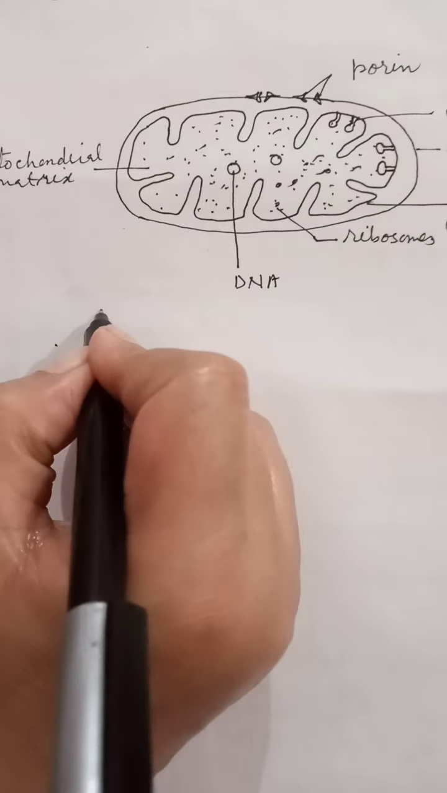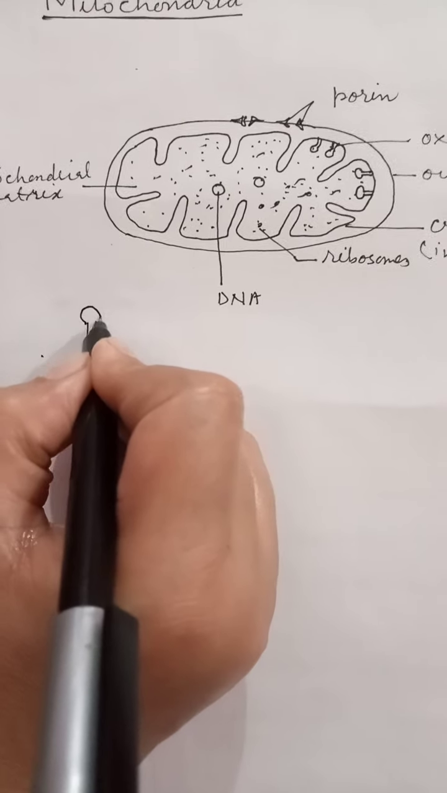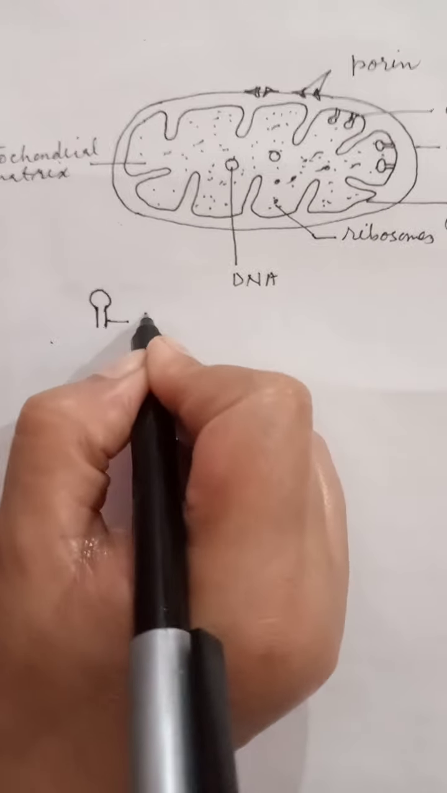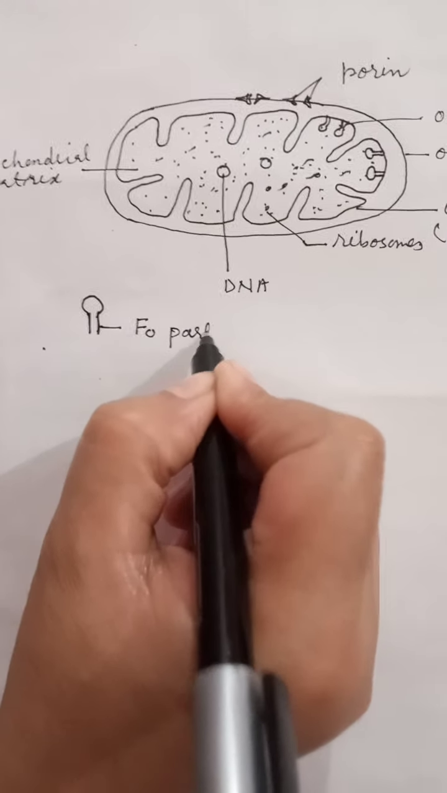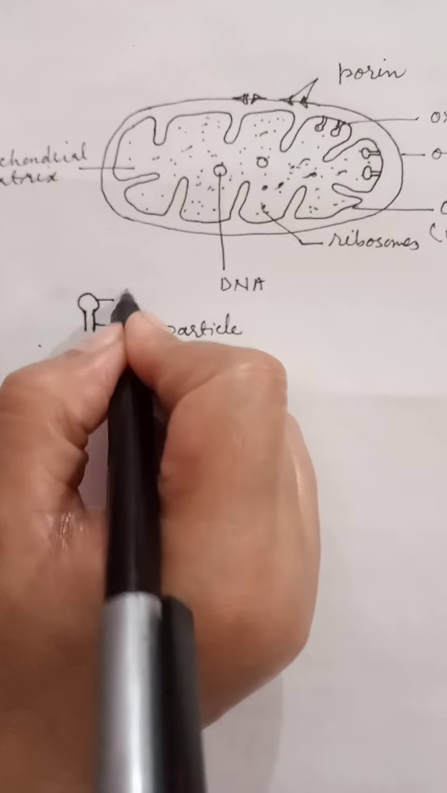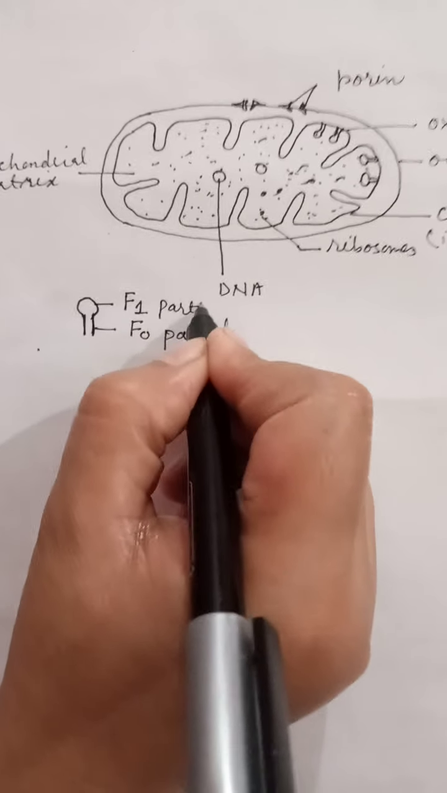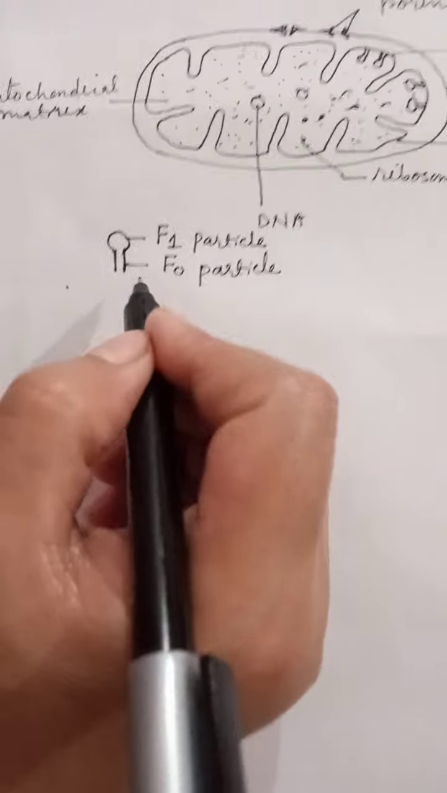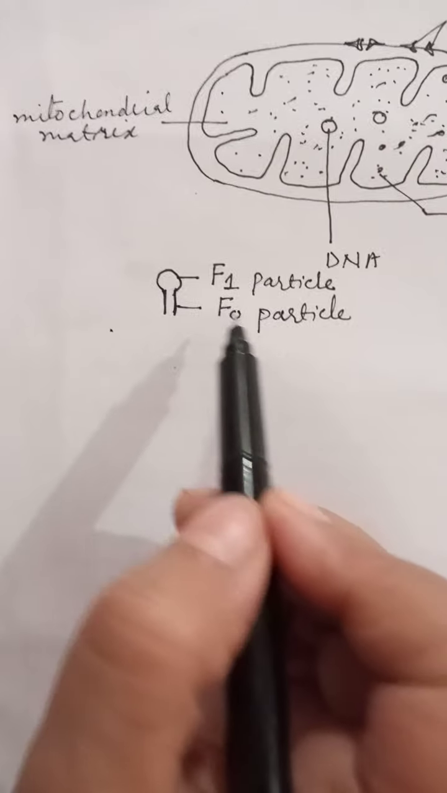Students, oxysomes have two parts. The first part, which is channel-like, is called the F0 particle, while the other part is called the F1 particle. Sometimes this whole structure is also called the F1 particle, but actually it consists of two parts, F0 and F1.